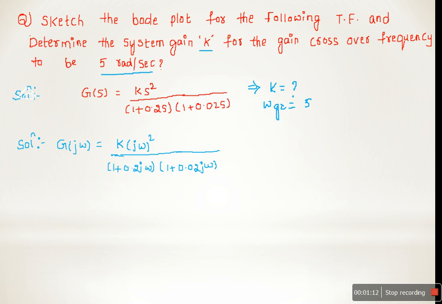function. The sinusoidal transfer function means replace s with j omega in the given transfer function. Replace s with j omega. Then G(s) becomes G(j omega), that is equal to K (j omega) whole squared divided by (1 + 0.2 j omega)(1 + 0.02 j omega).